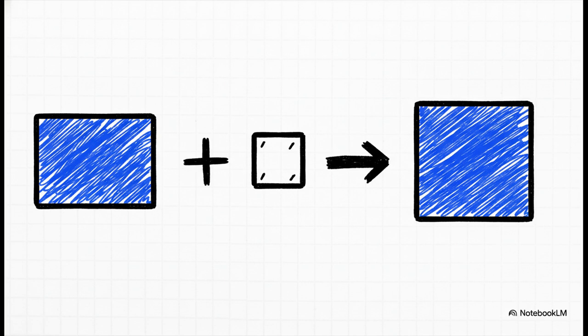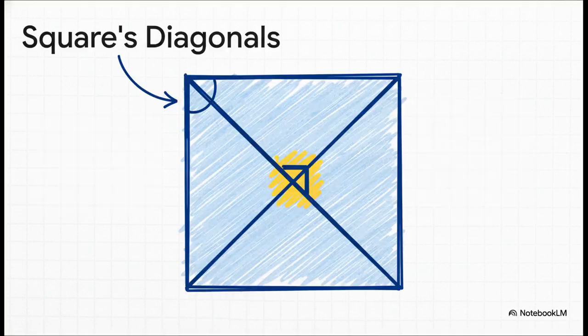It has 4 90-degree angles. Its opposite sides are equal. It just adds one extra, very strict rule to the list. All 4 of its sides must be equal. And this is so cool because it shows how these properties build on each other. Because a square is a rectangle, it automatically inherits all the rectangle's diagonal properties. They're equal in length, and they cut each other in half.